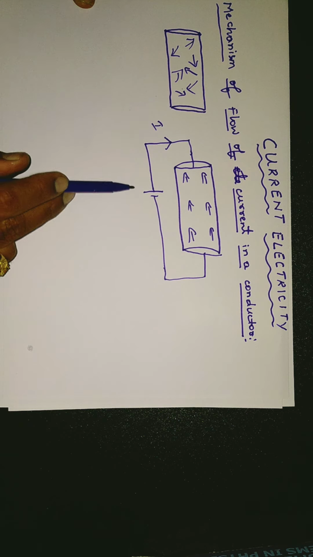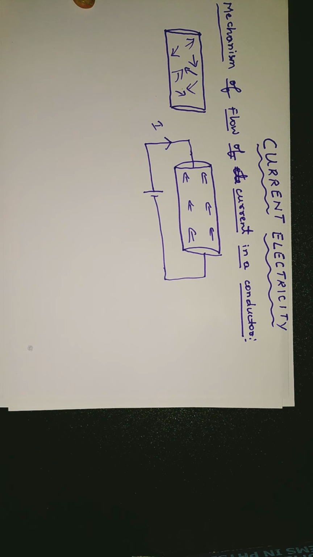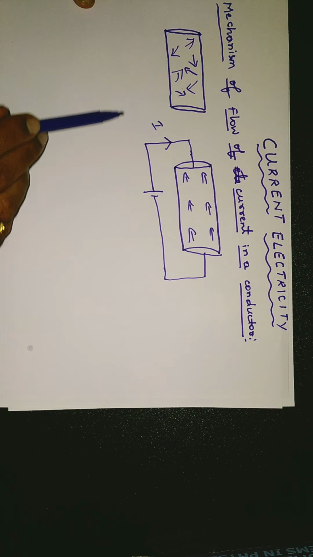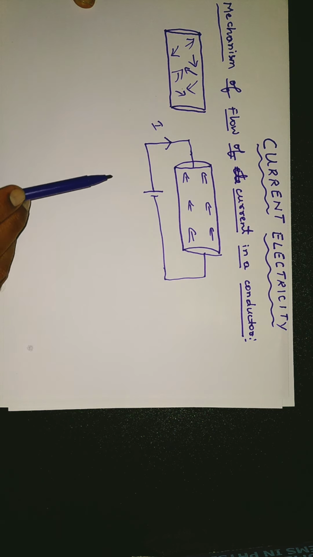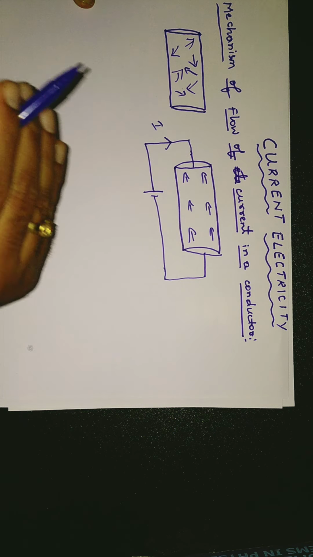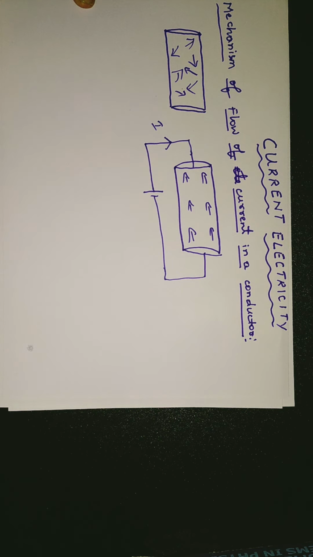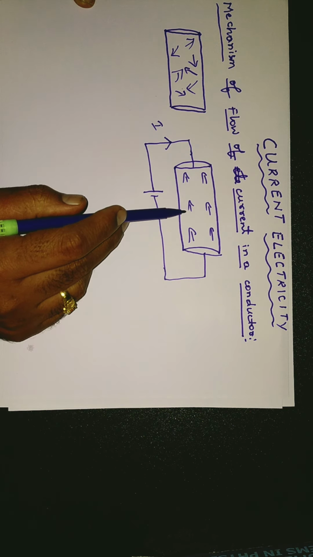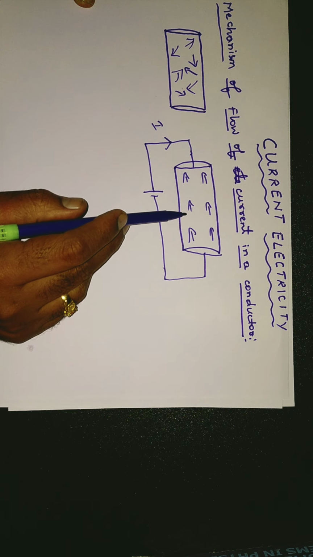Again, because of the continued force from the electric field, they again get accelerated. Again they suffer collision. Again they get slowed down. And again they get accelerated. In this way, they start slowly moving in the direction of the force. So, the slow movement of the electrons, they get accelerated, they get slowed down because of collision, and again they get accelerated, again they get slowed down, and so on. So this slow movement of electrons is what is called drifting.